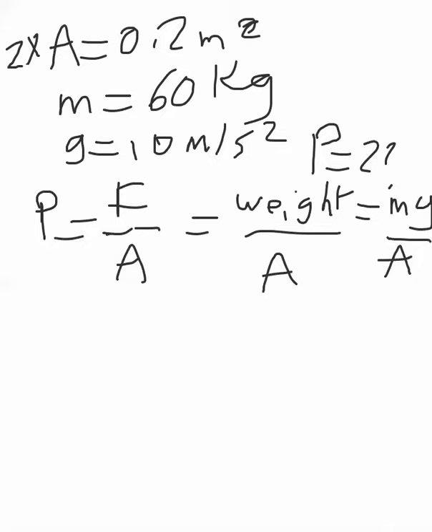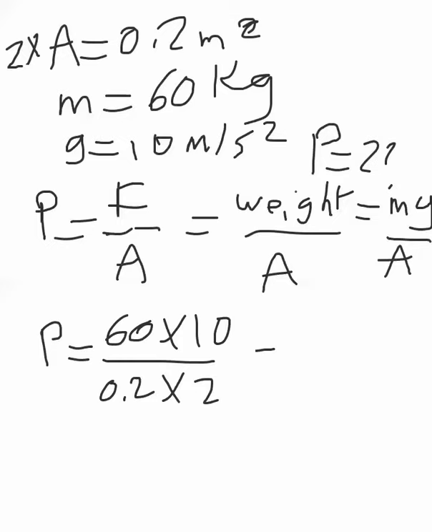So the pressure equals force, sorry, mg, which will be the m, 60, times 10 gravity, over the A, which is 0.2 times 2, and this will equal, by calculator, 1500 newton per meter square. Okay, so the choice here is number C, which is 1500 newton per meter square.